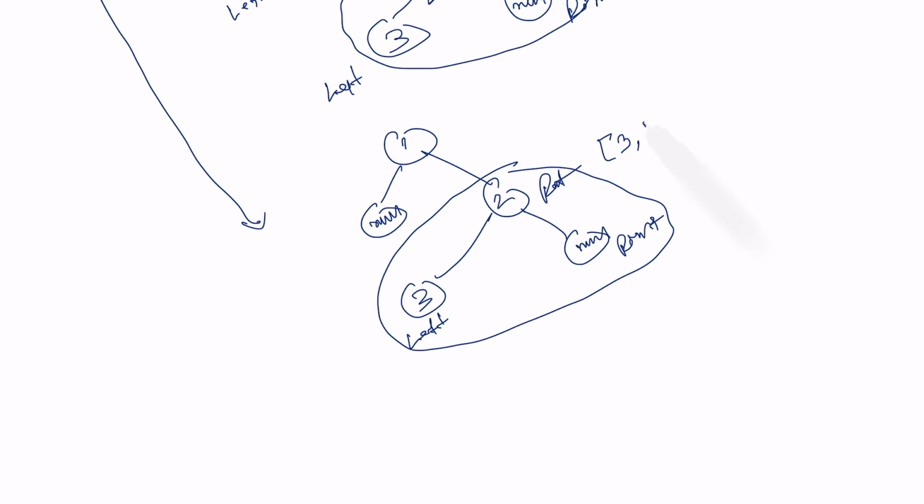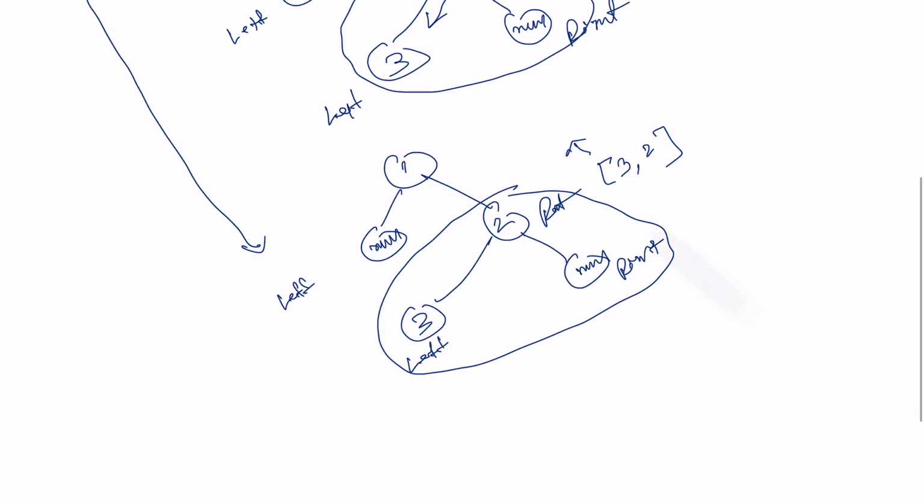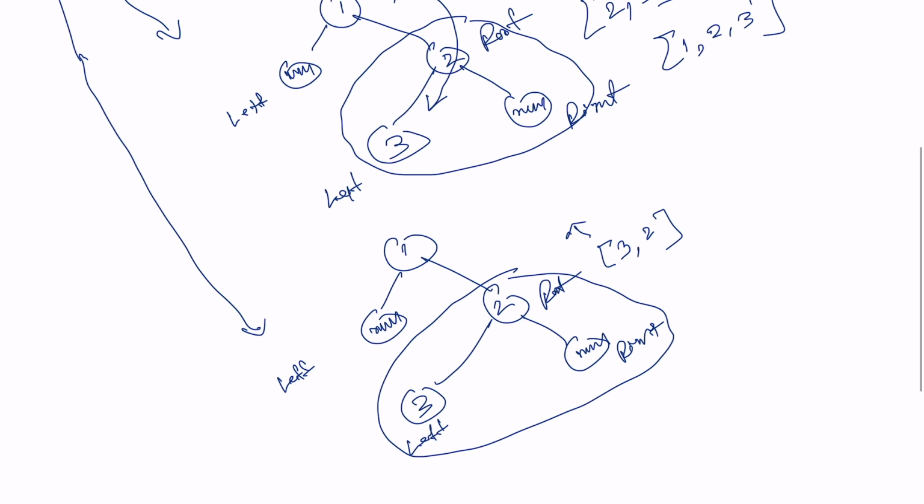So 3, 2 will be the result for this particular subtree, and this we will get while backtracking from DFS. Okay, so this 3, 2 we have got. Then let's imagine this as a single node. Again, this will be our left, this is right, and this is root.